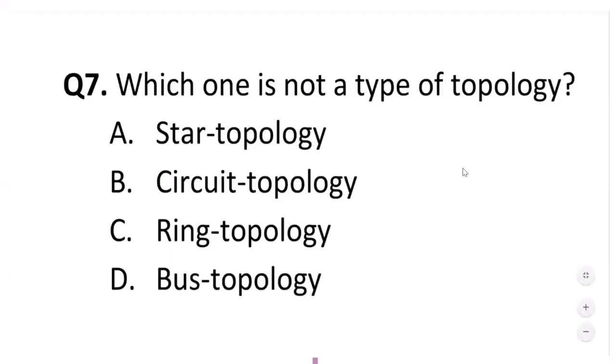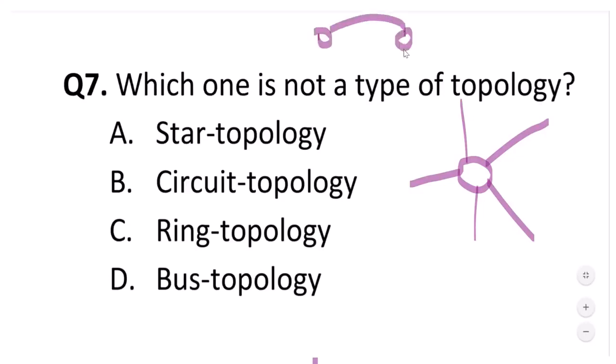So star topology is like this, also called hub topology. There is a center star or center hub and other nodes are connected to it. In ring topology, all nodes are connected in a ring-like format. This is there, then one more node is there, one more node is here. In bus topology, the system is like this: one node here, another here, then another here, some here, some here. So this is bus topology.